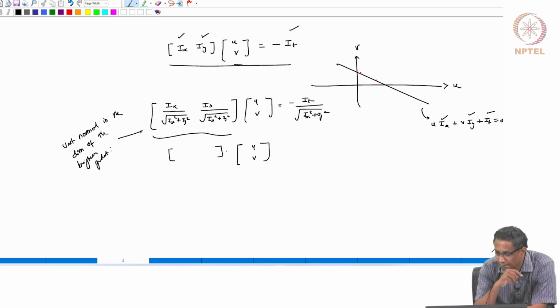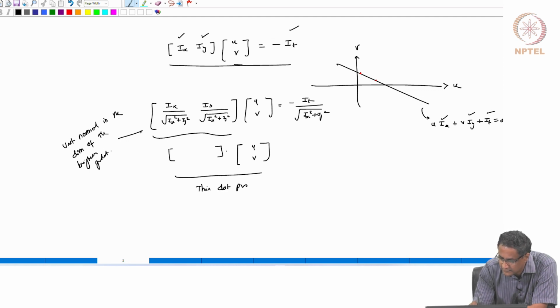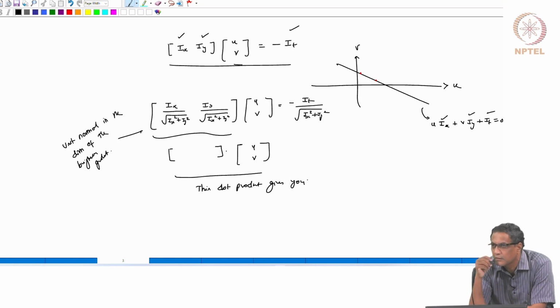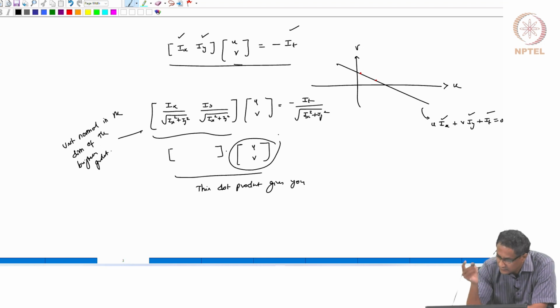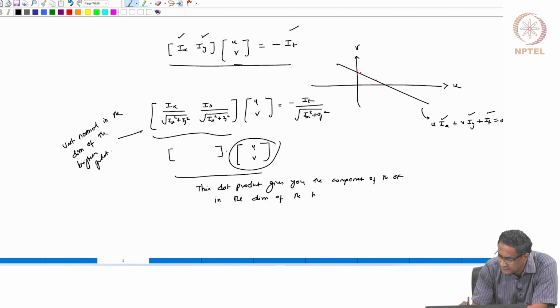And this kind of dot product, what does it give you? It is giving you the component of the optical flow along the brightness gradient direction. So this dot product gives you the component of the optical flow in the direction of the brightness gradient.